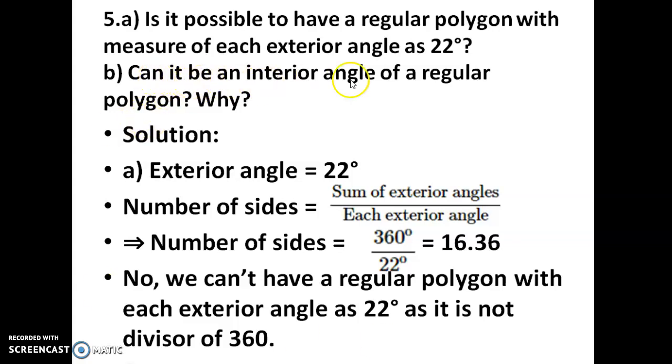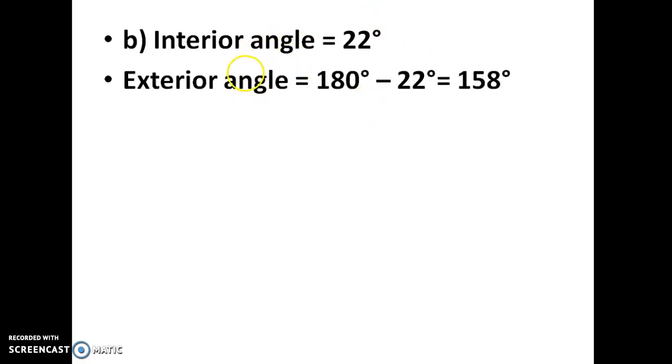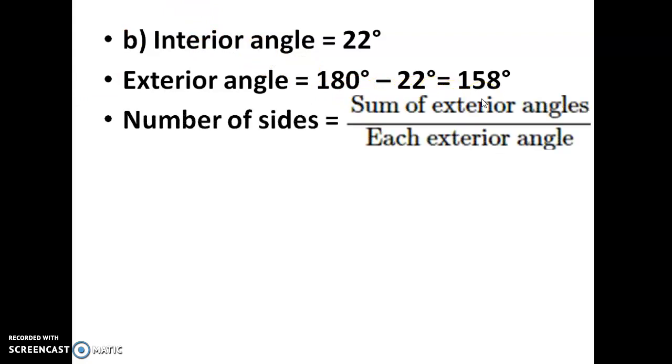Can it be an interior angle of a regular polygon, why? So this 22, if it is an interior angle, will it be possible? So let's see. Interior angle equal to 22 degrees. Can we do anything with the interior angle? No, we have to find out the exterior angle. So the exterior angle is 180 minus 22, because these are a linear pair. So 180 minus 22 equals 158 degrees.